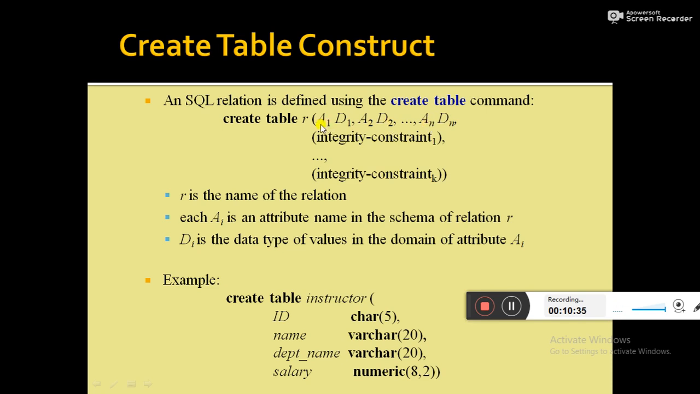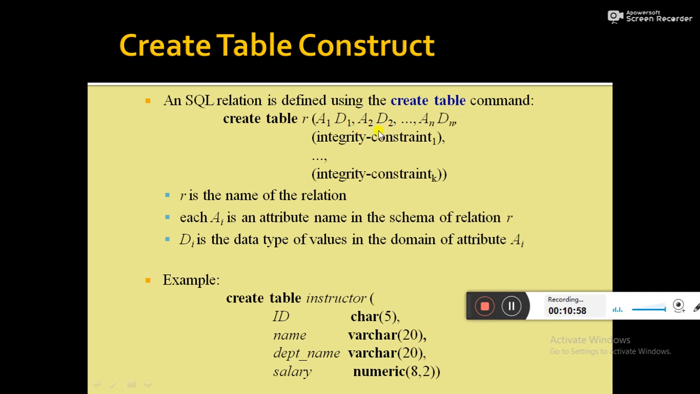So you can specify as many attributes as you wish. Then comma, then we can specify integrity constraint 1, integrity constraint 2, and so on, and then close the bracket. What an integrity constraint is, I will discuss later in this tutorial. Before that, first take an example.